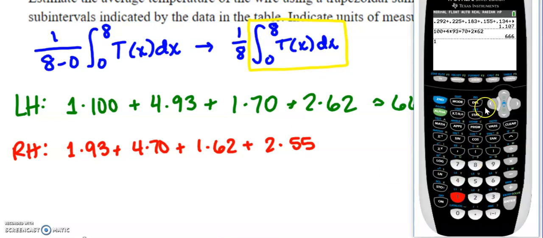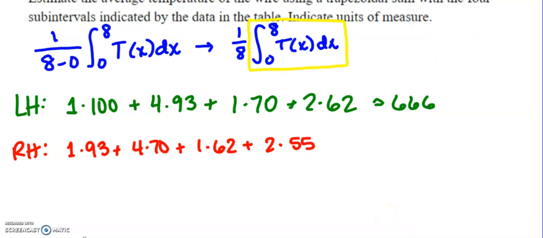So think about it for over and under estimates. Then I get 1 times 93 is just 93. I can do that one in my head. Plus 4 times 70 is 280, but I'll just type it in. Plus 62 plus 2 times 55. My right-hand rule is 545. Makes sense it's a little bit lower because my function was decreasing.